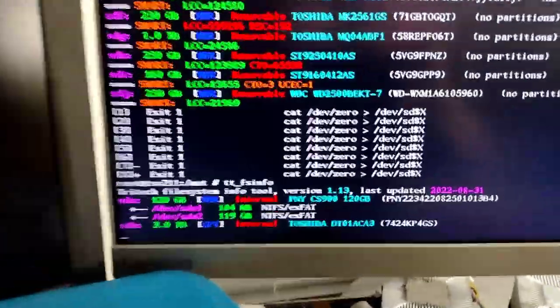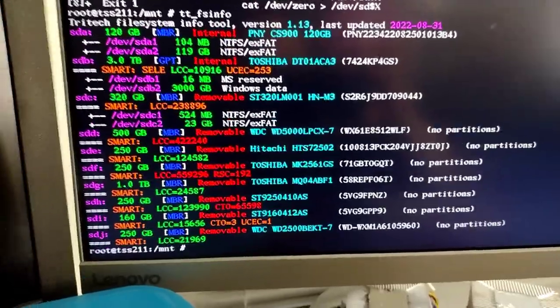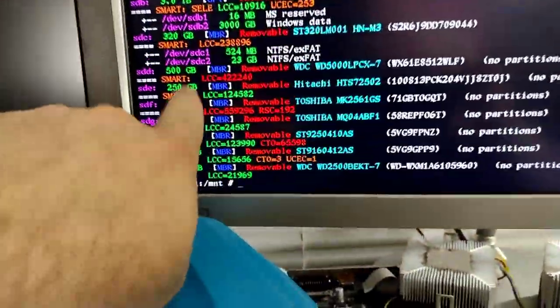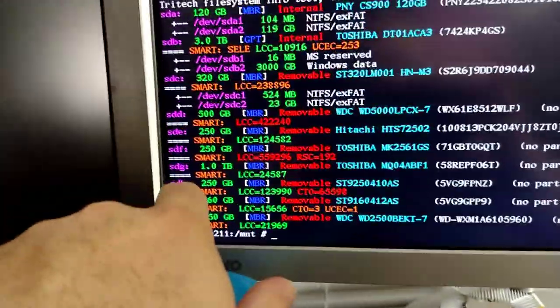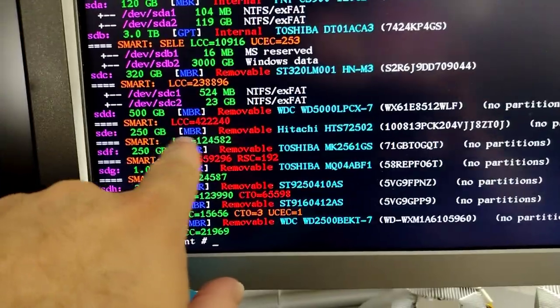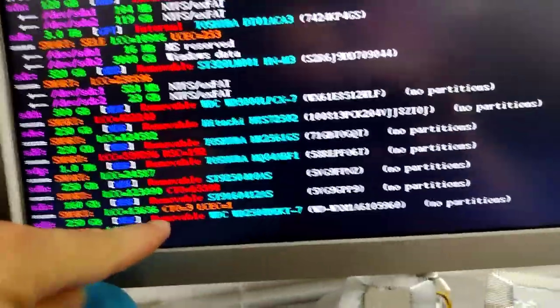So what we'll do is we'll run fsinfo again. This is, by the way, github.com/jbruchon/tritech-utils. This is a script that I wrote, but you can find this information using commands like hdparm, smartctl, a bunch of stuff that underlies this.